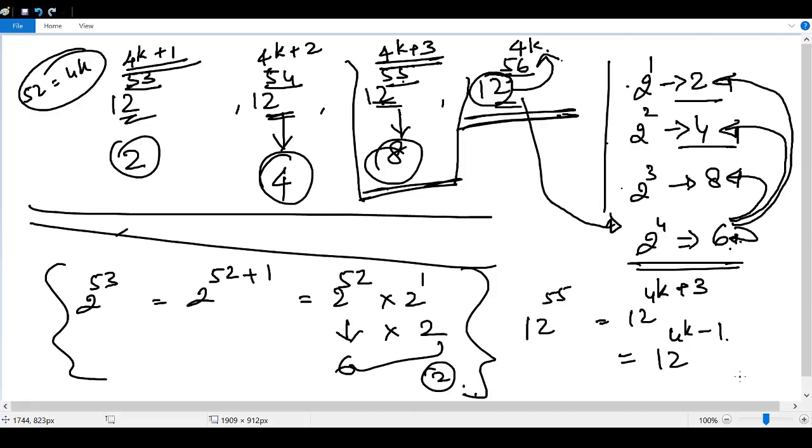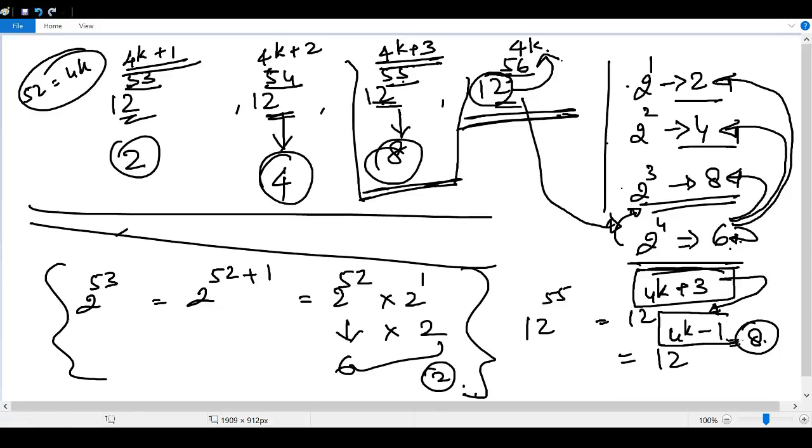If it is 1 less than a multiple of 4, then I have to go backwards, and this is going to be 8. So when you have 4k plus 3, you can actually write it as 4k minus 1 also.